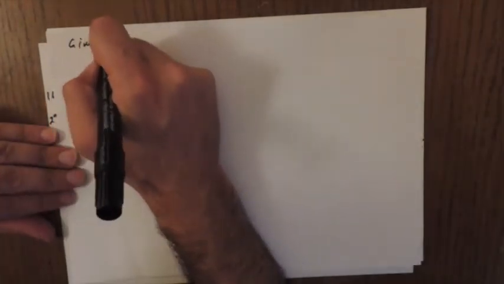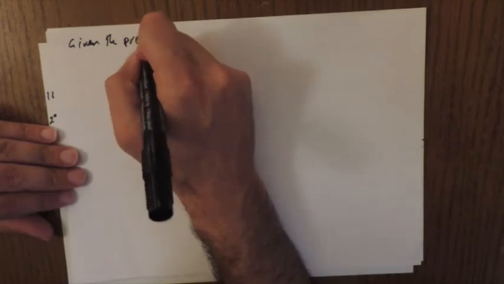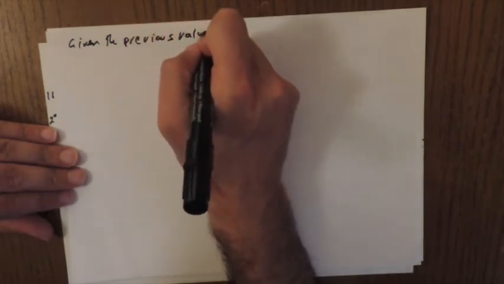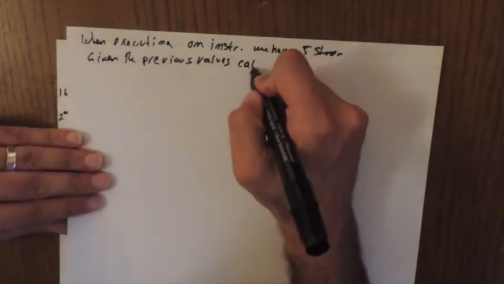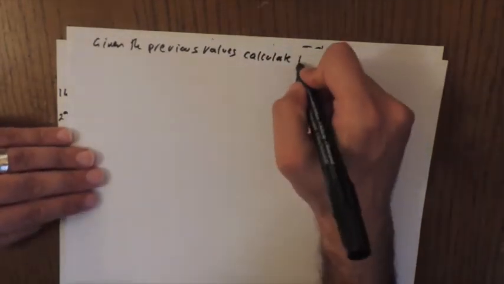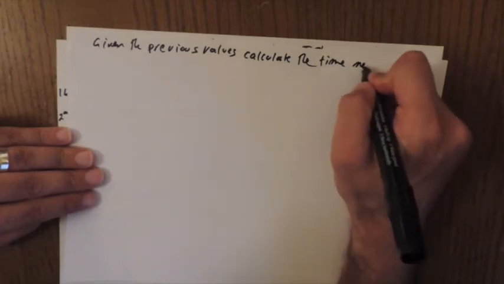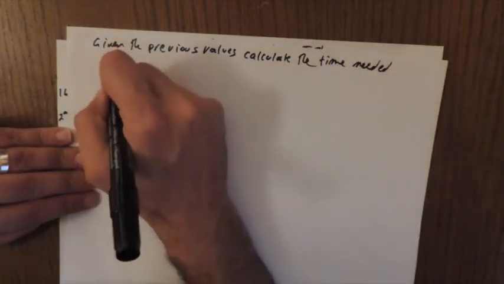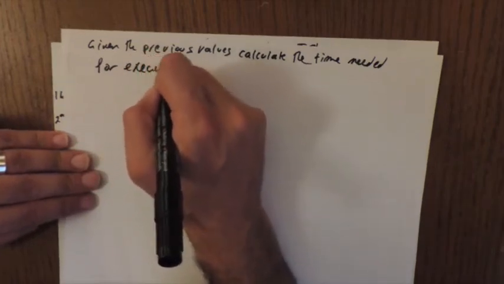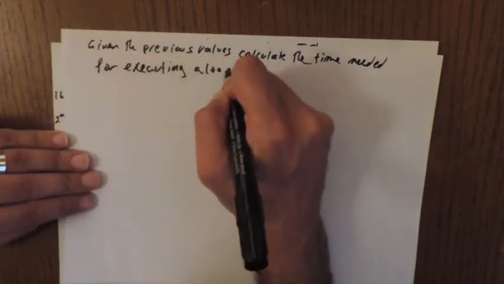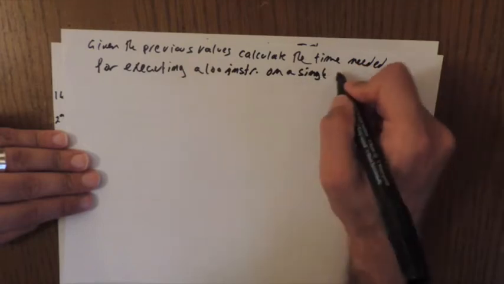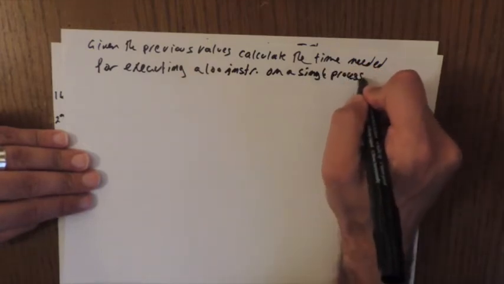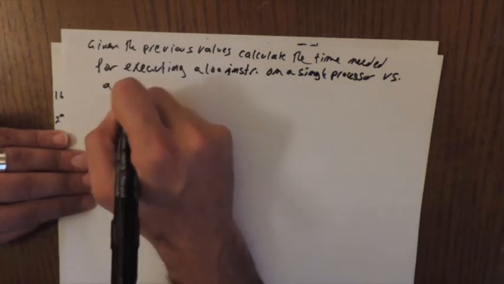So given the previous values, which are these values, okay? So calculate the time needed for executing 100 instructions on a single cycle processor versus a 5-stage pipeline processor.